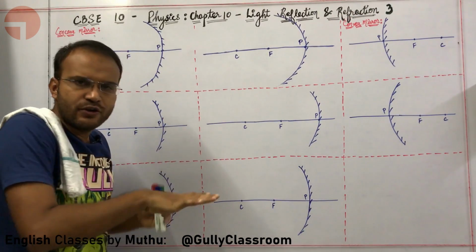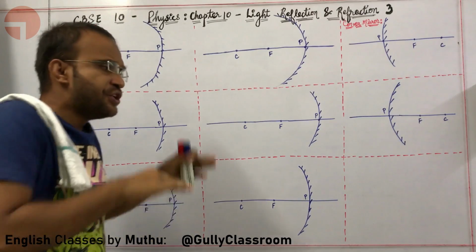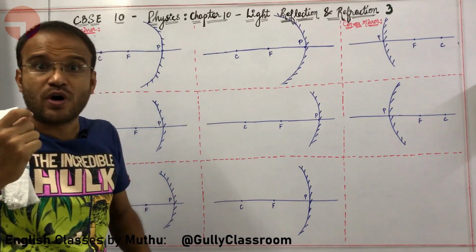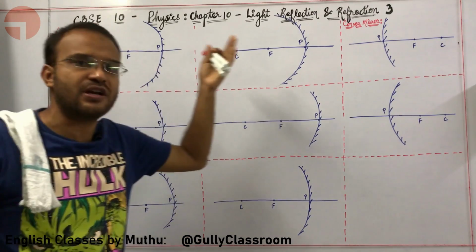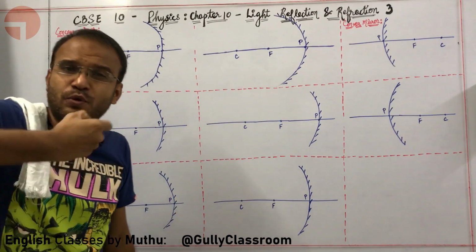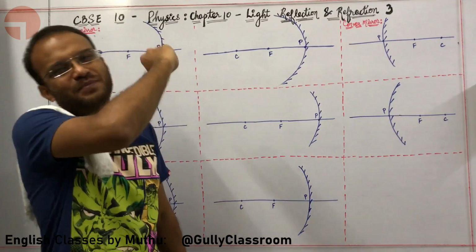Okay sir, what are we going to study in this particular lecture? In this particular lecture we will study what are the different types of images that are formed by concave mirror and convex mirror for different positions of the objects.